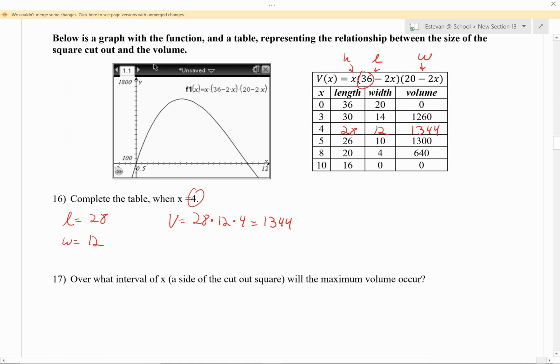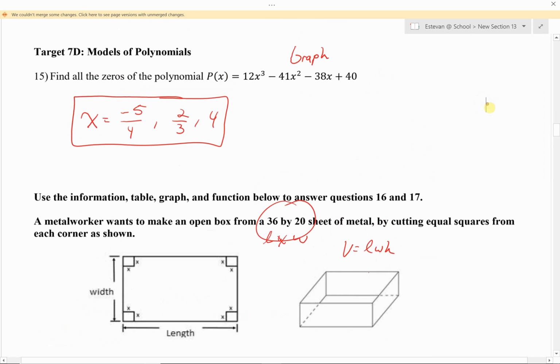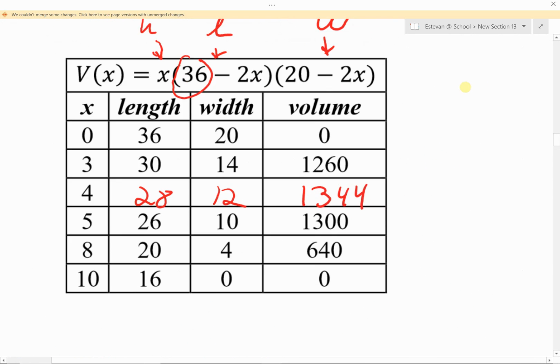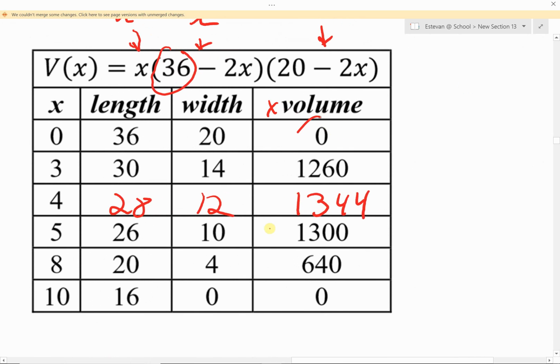Next one, 17. Over what interval of x will the maximum volume occur? So here we want an interval. So you have to do brackets of x. Since we want a maximum, remember that means you're increasing, then you start to decrease. I like to use the symbols plus and minus. The best way to do this is use the table. We're talking about volume, so I have to use this column instead. From 0 to 1,260, it was increasing. So I always like to put a plus next to this line right here.